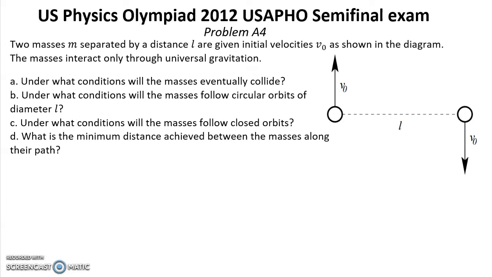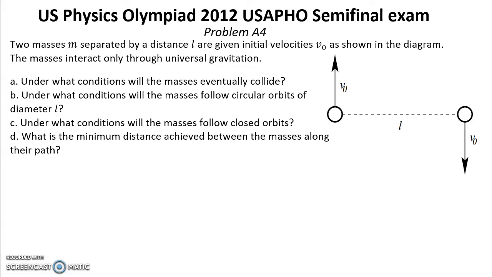US Physics Olympiad, year 2012, USAPHO, semifinal exam. Problem A4. Solution for this problem you can find in the reference of the description below this video. Two masses m separated by a distance l are given initial velocity v0 as shown in the diagram. The masses interact only through universal gravitation.